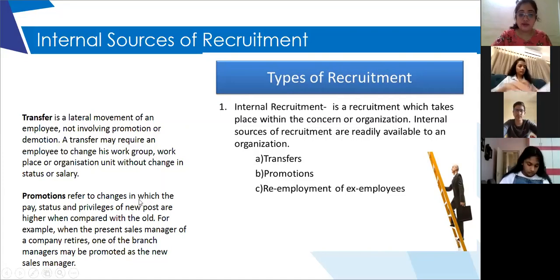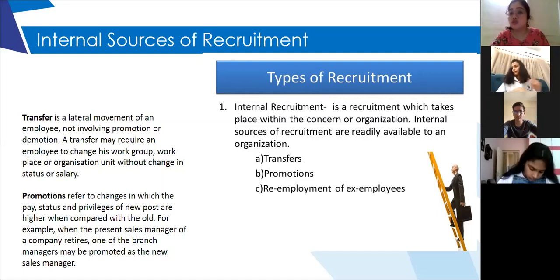Promotion, on the other hand, refers to changes in which the pay, the status, the privileges of the new post are much higher than that of the old. As I said, if, for example, the present sales manager of a company retires, one of the branch managers may be promoted to that new position. Now, whenever you get a promotion, it always comes with an incentive. Remember that whenever you take up a job and you get promoted in an organization, you will always get something extra, some new privilege will be attached, or your salary will increase, your position will become higher in the organization. That is called promotion.